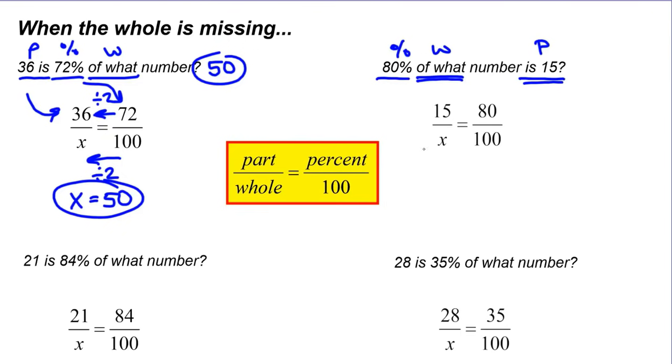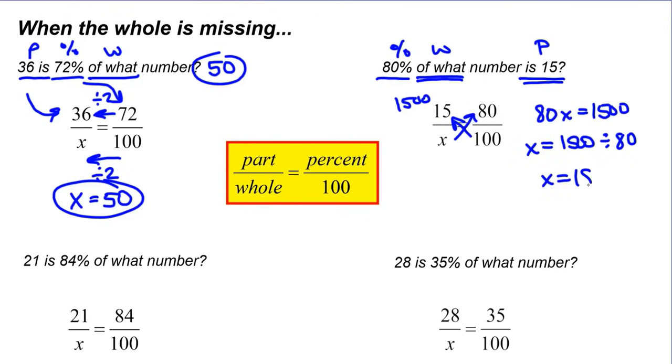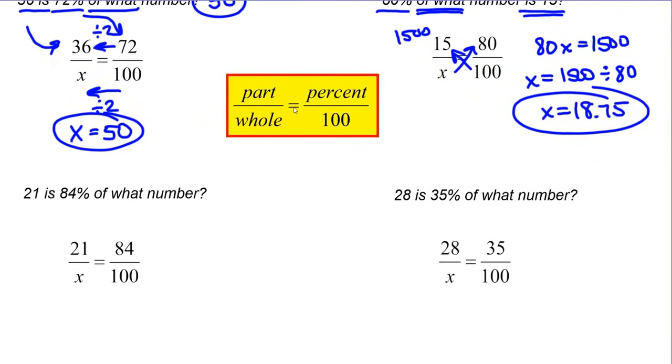And then I again set up my proportion, putting the parts in that I know. And then I'm going to use cross products to solve this one. 100 times 15 is 1500. And I know that x times 80 has to be 1500. So to find out what x is, I take 1500 divided by 80. And 1500 divided by 80 is 18.75. So 80% of 18.75 is 15.